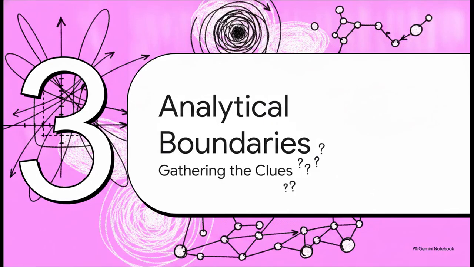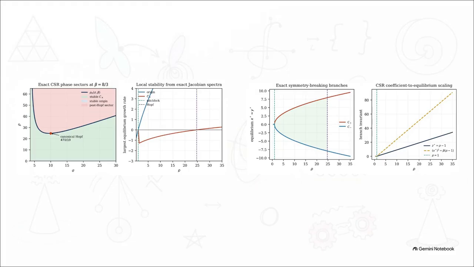Section 3. Analytical bifurcation boundaries, gathering the first clues. All right, without getting too bogged down in the dense algebra, take a look at these precise dividing lines. This is where analytical bifurcation comes in. We can see the exact supercritical pitchfork boundary, which breaks symmetry right when our control parameter, rho, equals 1. And on the flip side, we have the canonical Hopf boundary. That's the exact line separating the safe, stable convection sector from the wild post-Hopf chaotic sector.